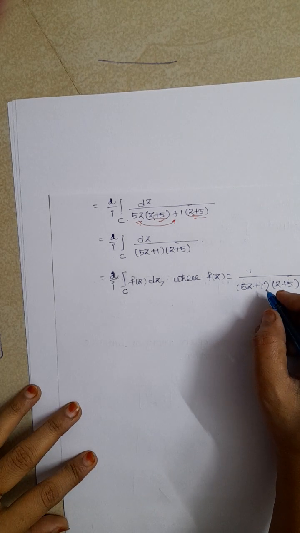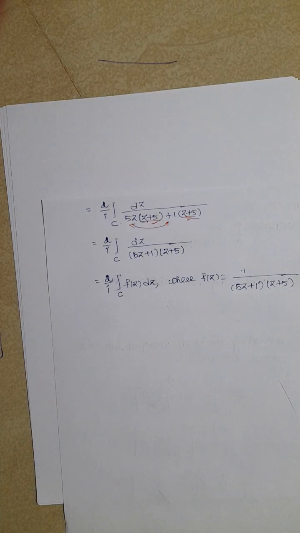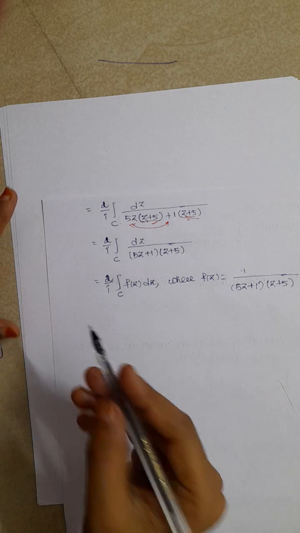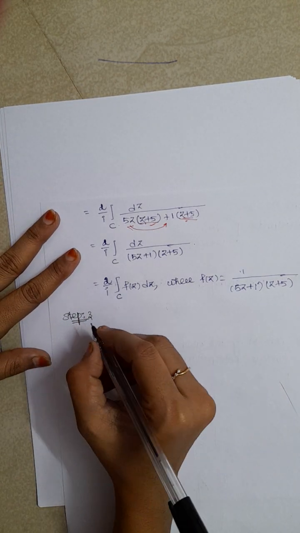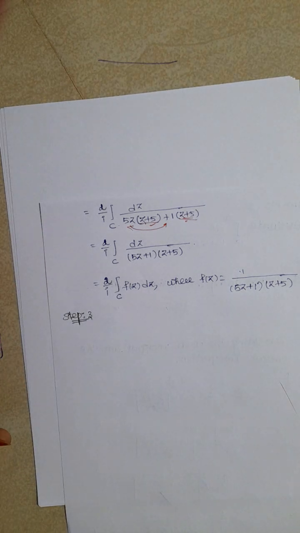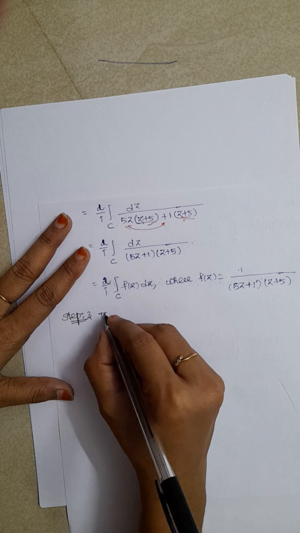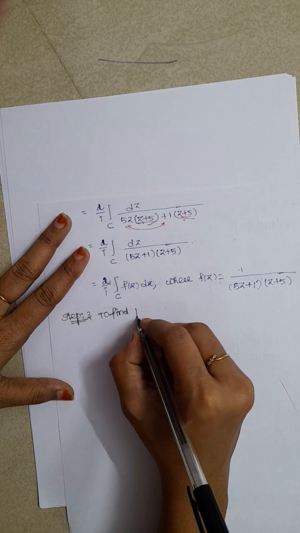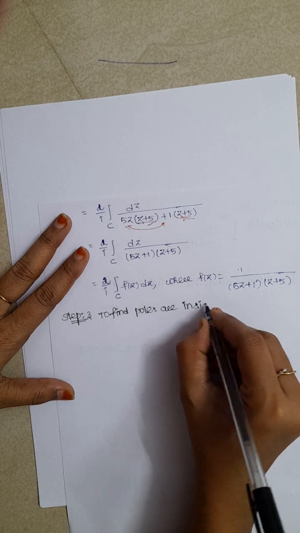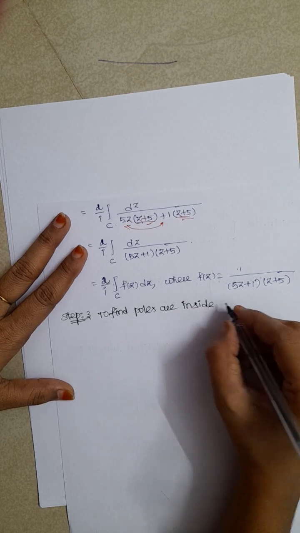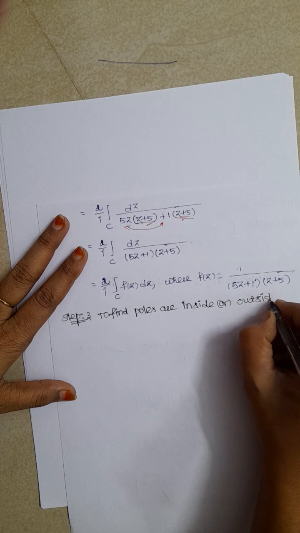So you can find whether the poles are inside or outside. Step number 3 is to find whether the poles are inside or outside.